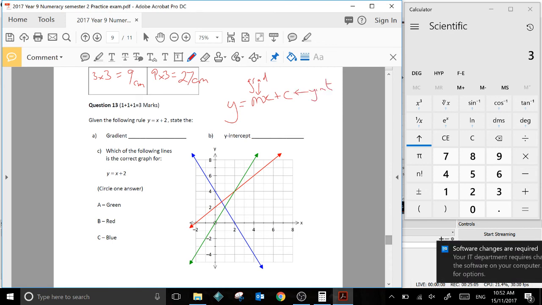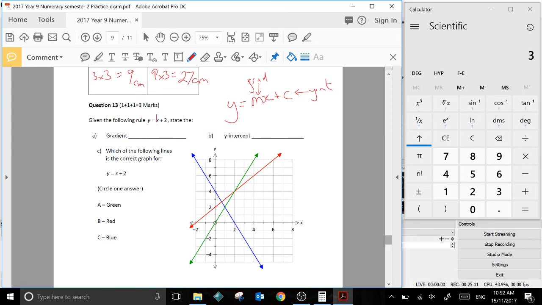Now, the number with the x, well, there is no number, but there actually is. We've just sneakily not written it, and that number is a 1. So the gradient is going to be 1. And what's the number without an x? Well, the number without an x is just positive 2. So the y-intercept will be plus 2. I can read that straight from the graph.